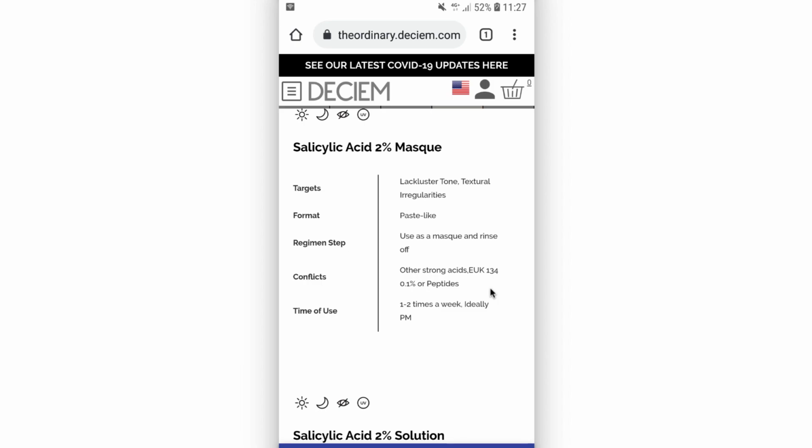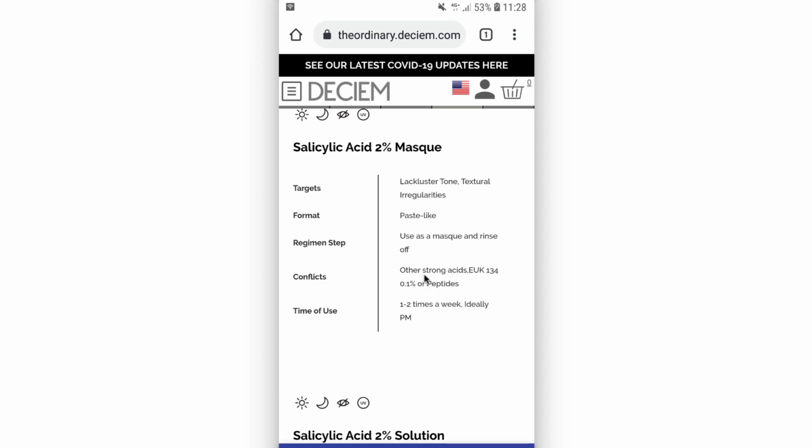Now there's one more important thing, and this is also other strong acids. Now what does that mean? Well, first of all, other strong acids means basically also not using any of the other products that are listed under the direct acids except for one, which is azelaic acid, which I'm going to break down in just a moment.